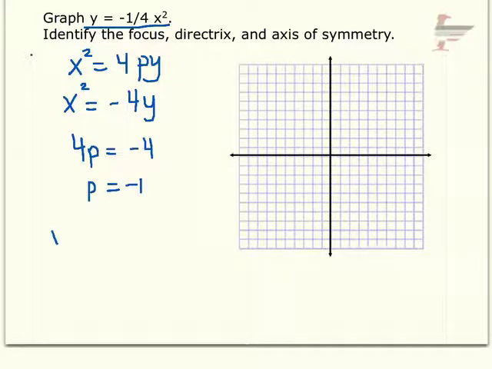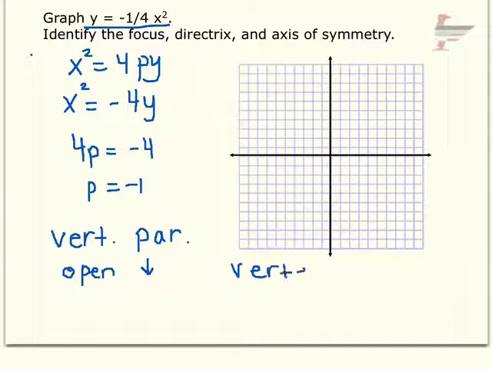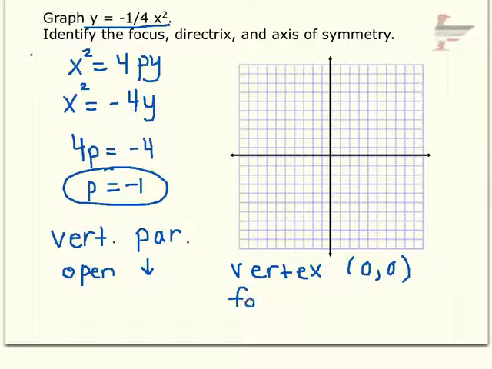Because x is squared now, I know this is going to be a vertical parabola. And because the -1/4 is negative, it's going to open down. And I know that my vertex, because there's no shifting, will be at the origin. From my vertex, I'm going to go -1 units to find my focus point. Because it's vertical, I'm going to go down 1 unit. So it's going to be at (0, -1).